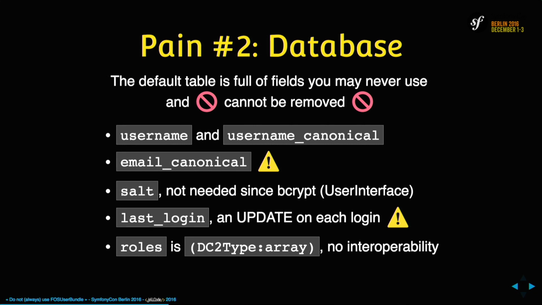Then there is the salt. Salt is a field we needed back in time when we were hashing the passwords with a generated salt for each user. We don't need that anymore since we use bcrypt, so we don't have to store the salt in a separate field.